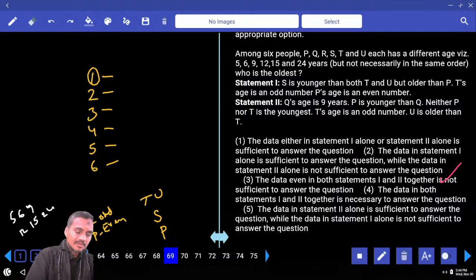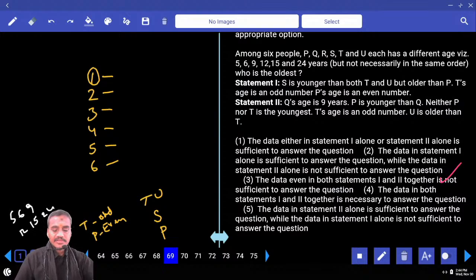And out of this, now T is an odd number. Among these, what are the odd numbers we have? 5, 9 and 15. Now in this one, T is an odd number.